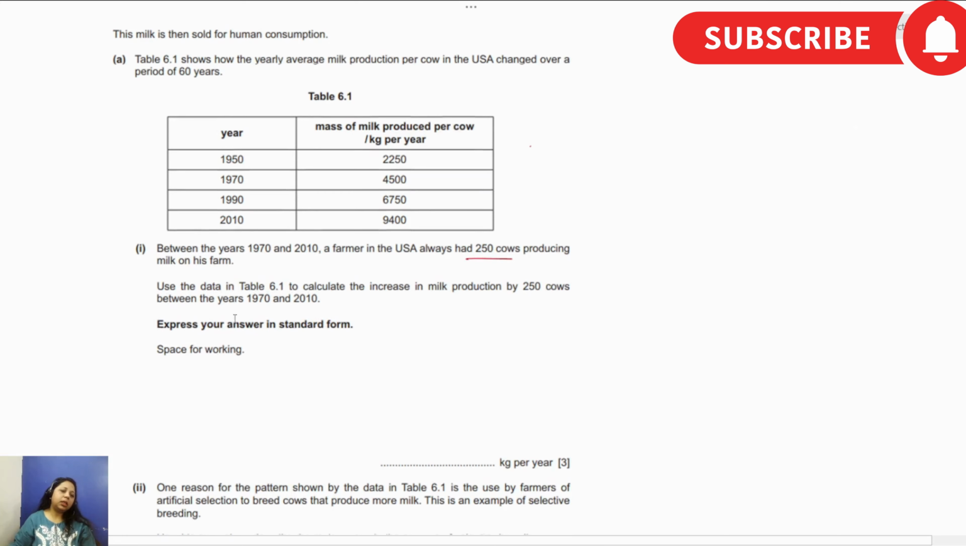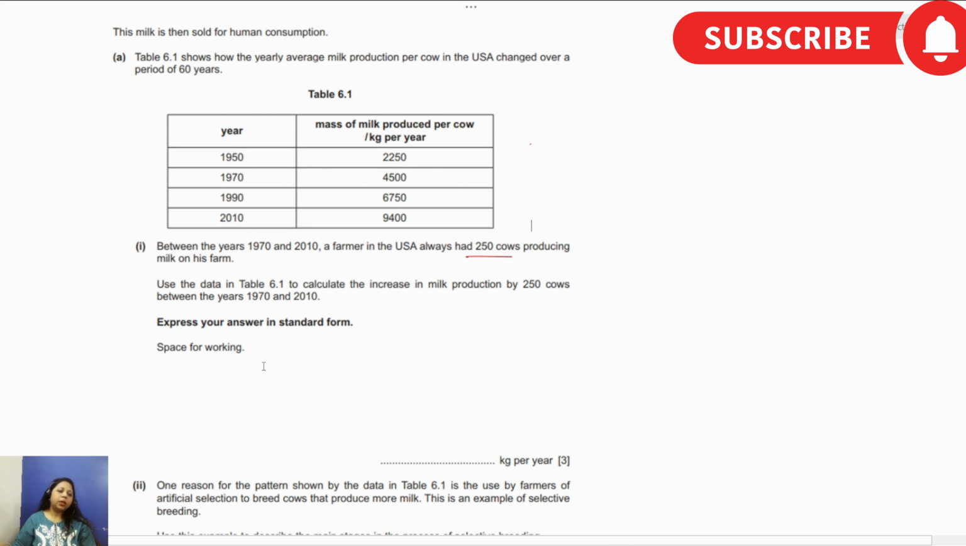Use the data in the table to calculate the increase. How do we calculate? The formula would always be the same. Initial minus final divided by initial, right? Percentage. It should be percentage.